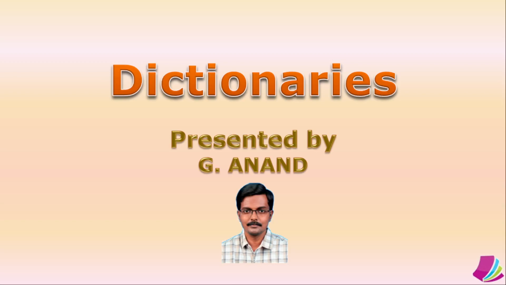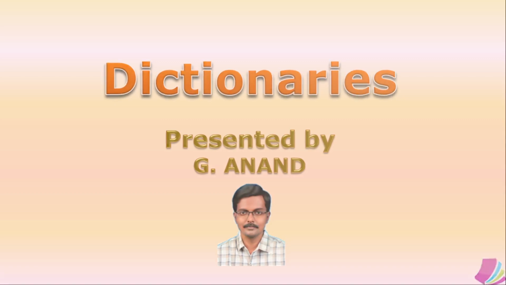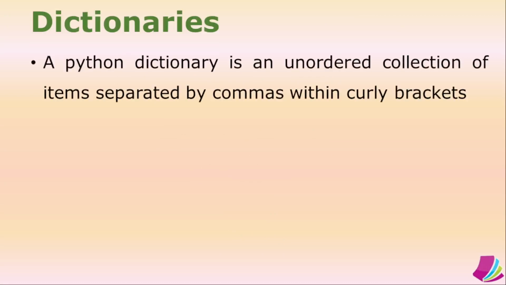So in this video we're going to discuss another unique data type in Python called dictionaries. So what is a dictionary? A Python dictionary is an unordered collection of items separated by commas with curly brackets.